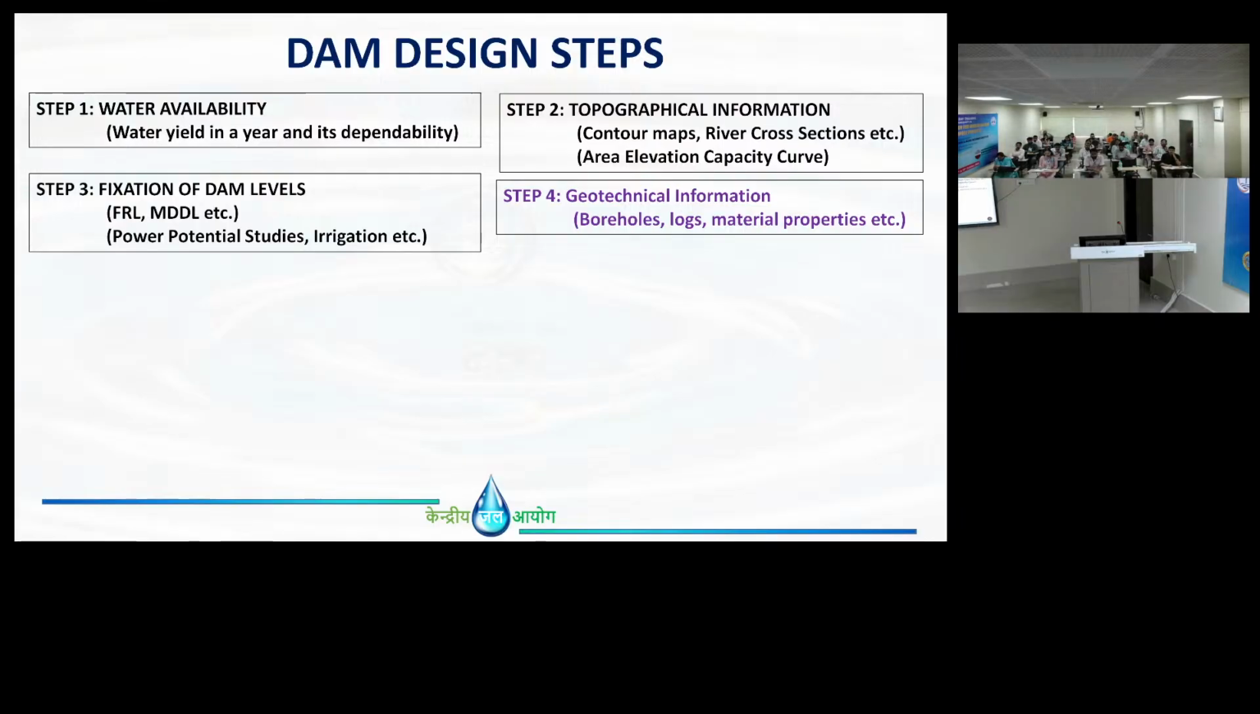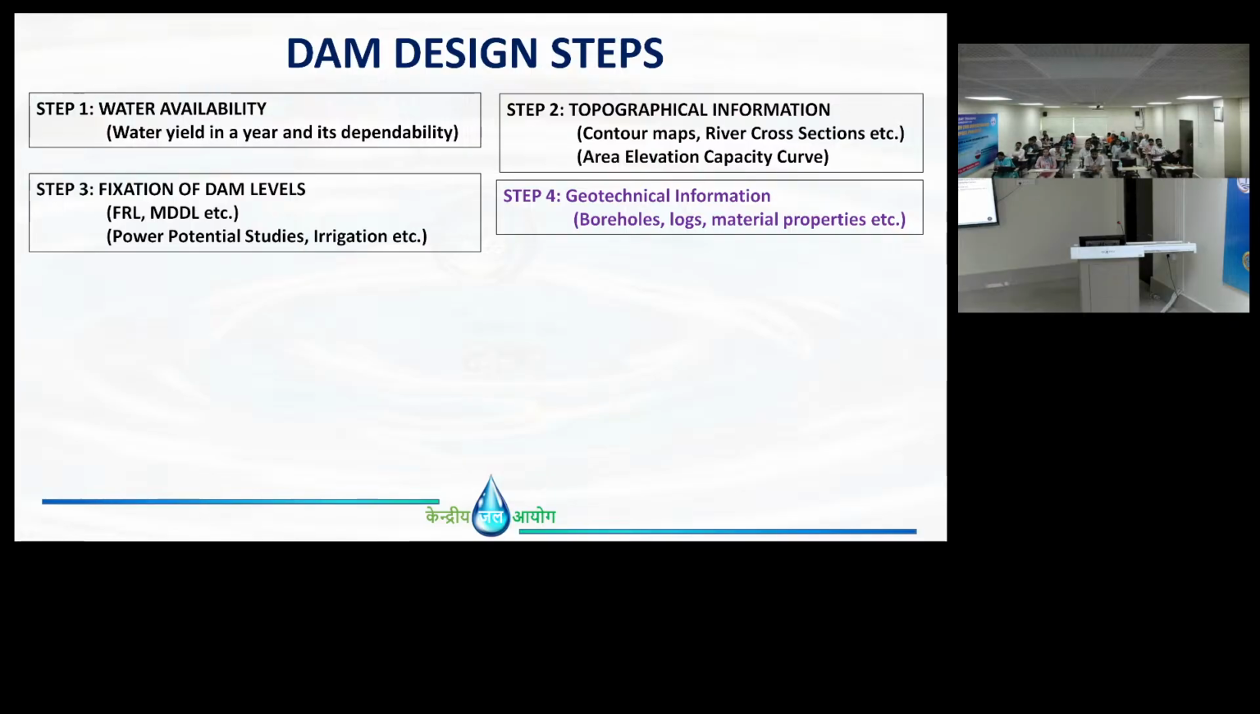Because see, we have finalized FRL, right? So after this it will be maximum freeboard or 5 meters, anything less than 5 meters only. So we will know the approximate dam height, let's say H. So some investigation depends on the height of the dam also, because what is the geotechnical information? So you have to do some boreholes. So the borehole depth sometimes depends on the height of the dam.